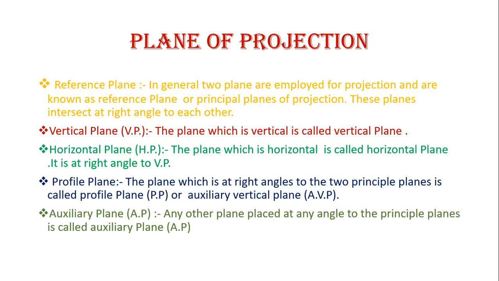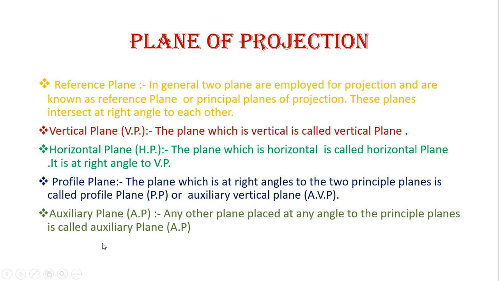Now we'll see the profile plane definition. The plane which is at a right angle to the two principal planes is called profile plane, or the other name of profile plane is auxiliary vertical plane. In common language, we can say the profile plane is perpendicular to both the horizontal plane as well as the vertical plane.